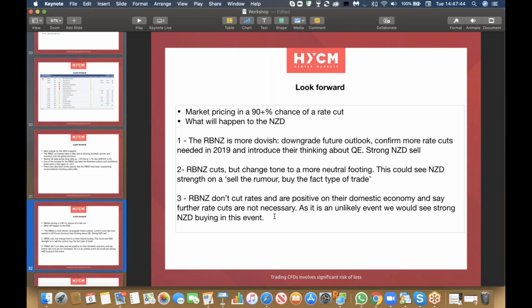Now it's very unlikely that this would happen, because it's against the run of play. But if it did happen, that's the thing to be prepared for. We can see strong New Zealand dollar buying.